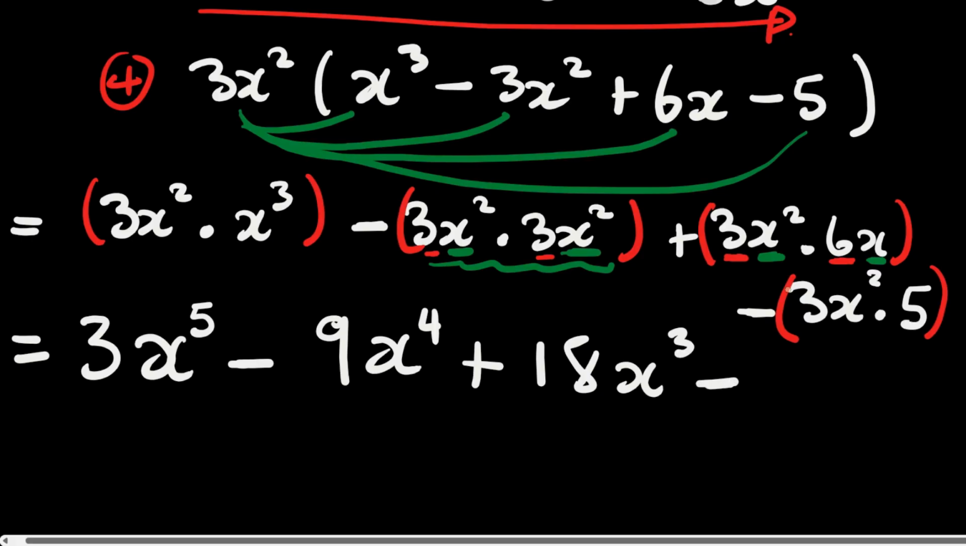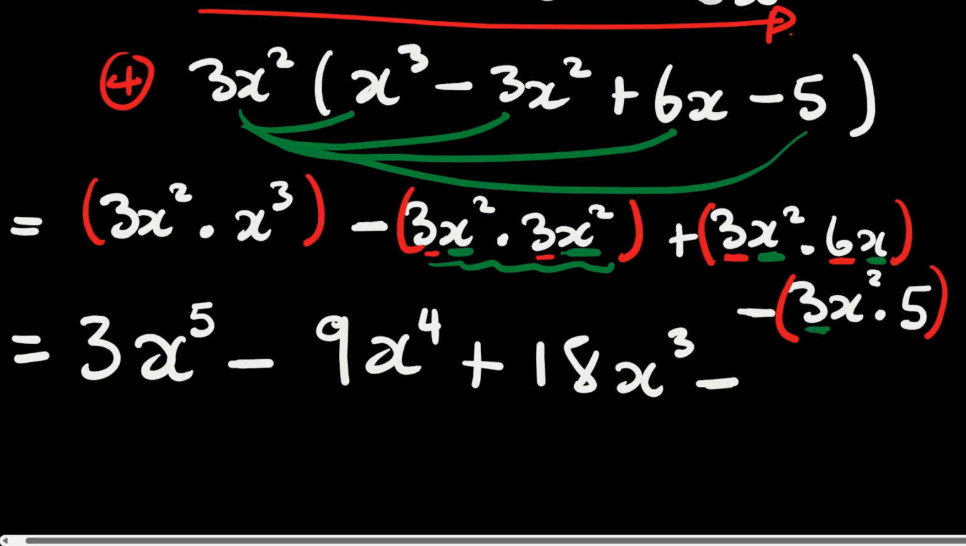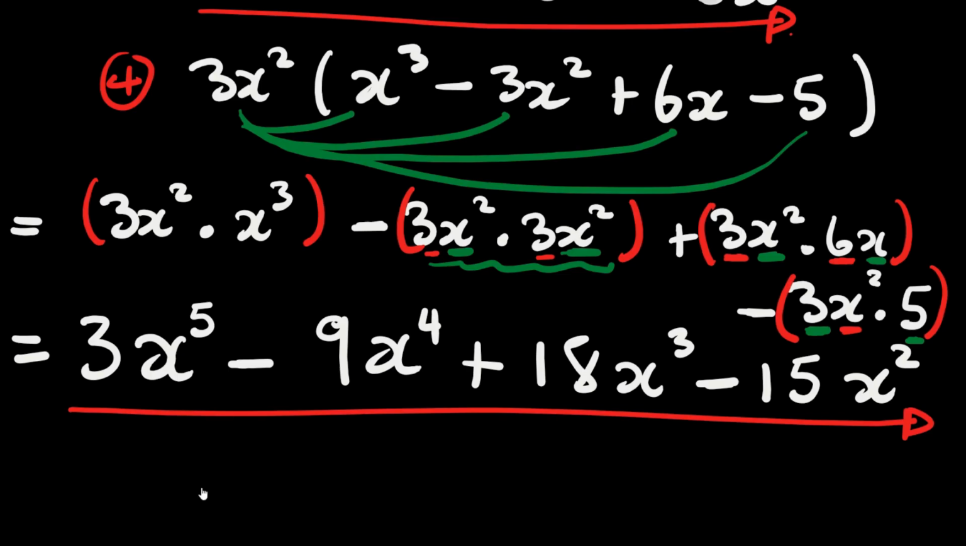Then minus the last bracket now, which is 3x squared multiplied by 5. Now we multiply 3 times 5, which is 15. Then x squared doesn't have a friend to multiply with. We can just take it down as it is. Then this is x squared. And from here, we are done. There's nothing more we can do. And this is our final answer.